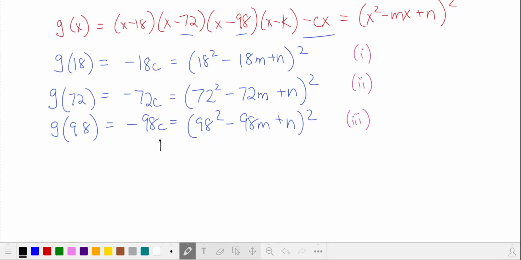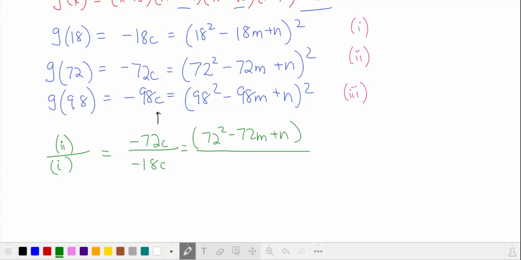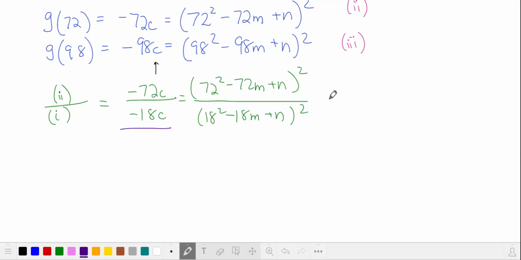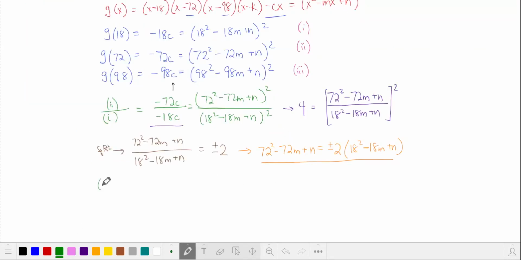We can get rid of the c variable by dividing these equations pairwise. So if we take equation 2 and divide it by equation 1, equation 2 is minus 72c on the left-hand side, and we'll divide by minus 18c. This left-hand side cancels to 4, and then we have on the right-hand side the square of this fraction. Taking the square root of both sides, we have that the fraction is plus or minus 2, and we'll multiply by the denominator.